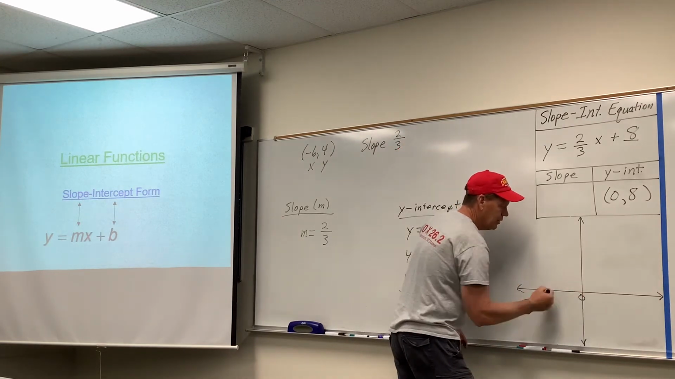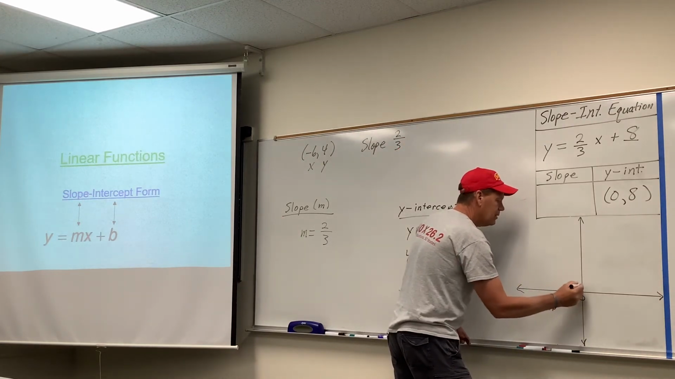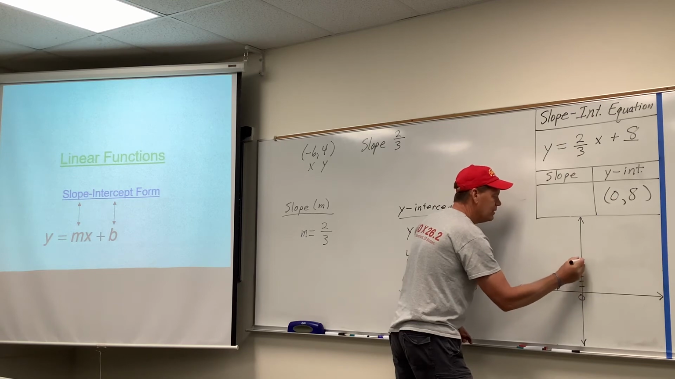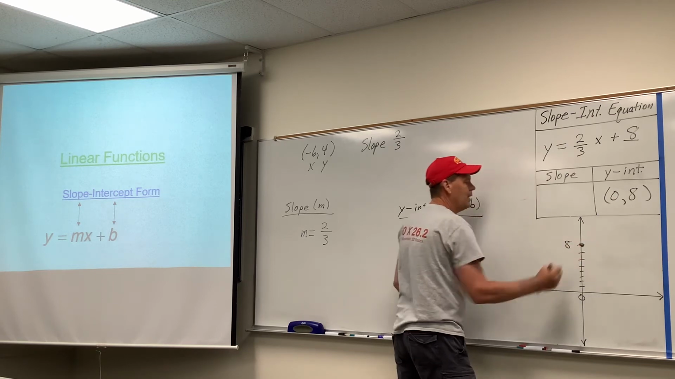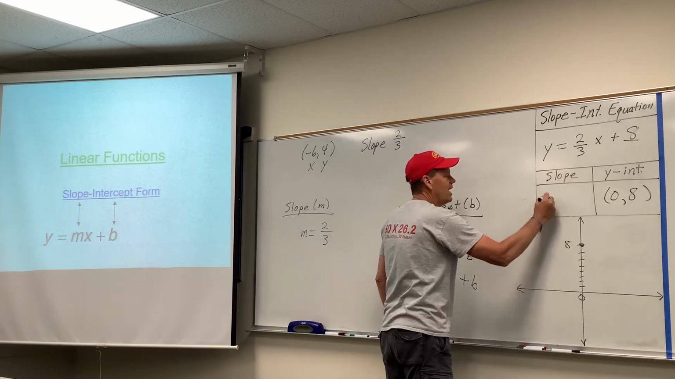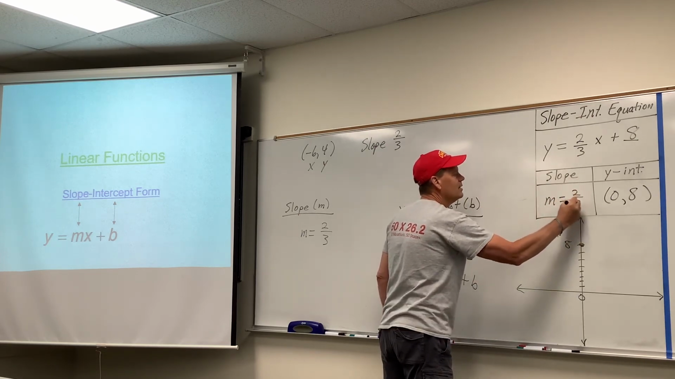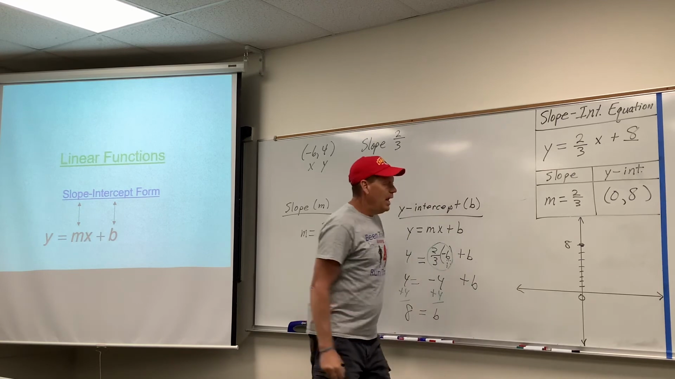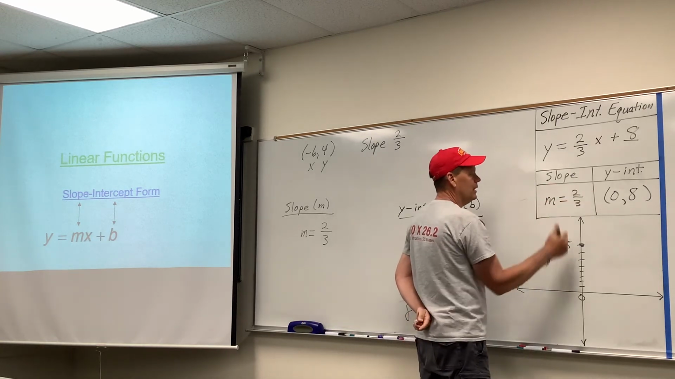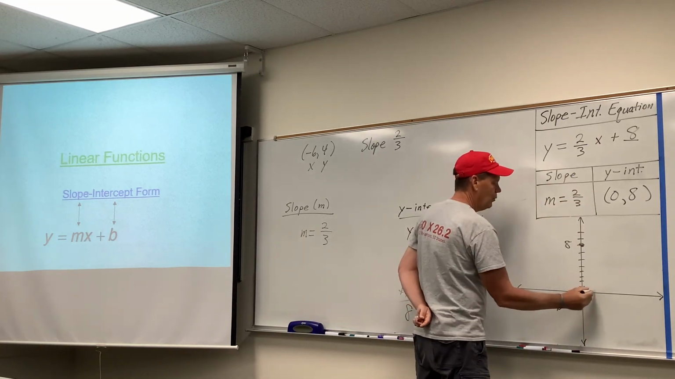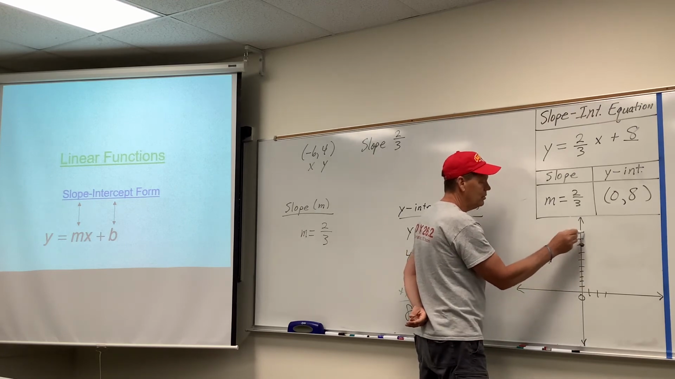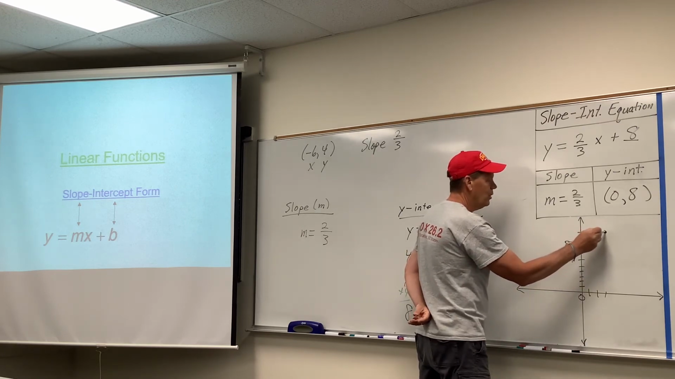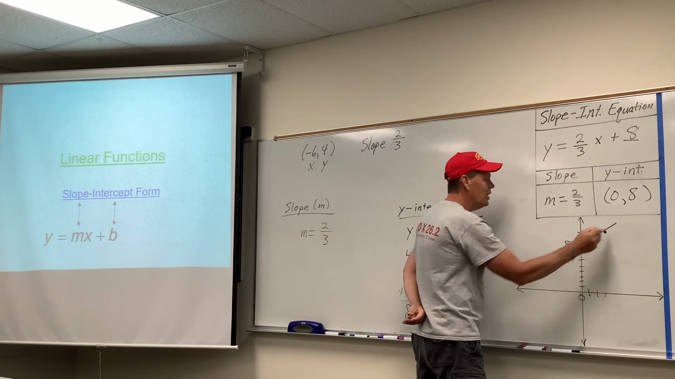X is 0, y is 8: 1, 2, 3, 4, 5, 6, 7, 8. There's our beginning point. And then our slope is that number in front of the x, 2/3. That's going to be rise 2 and run 3. So up 2 and to the right 3 from that ordered pair, from that beginning point. Second point, draw a line, we're done.